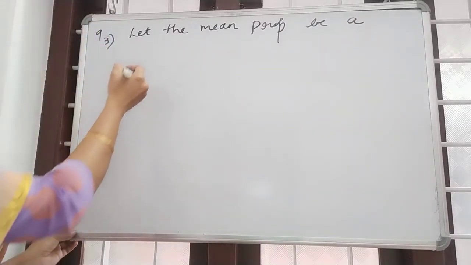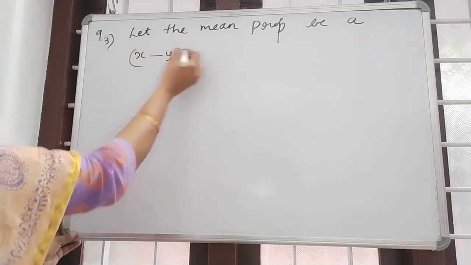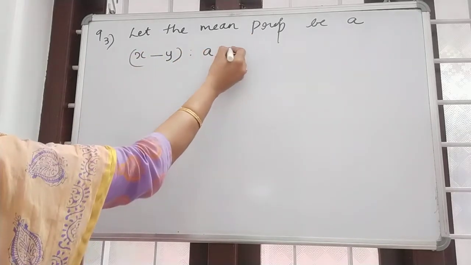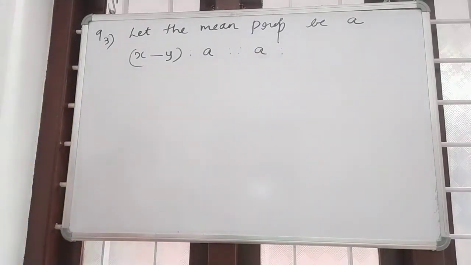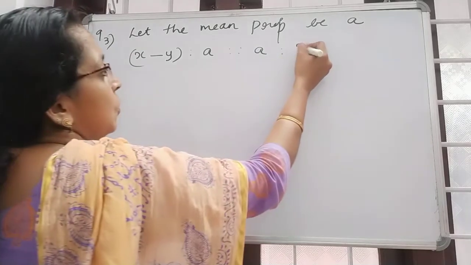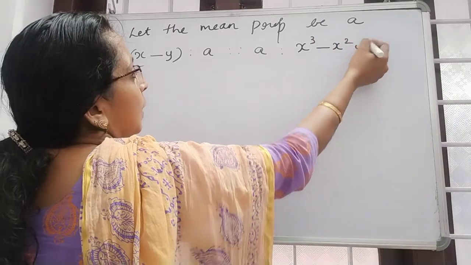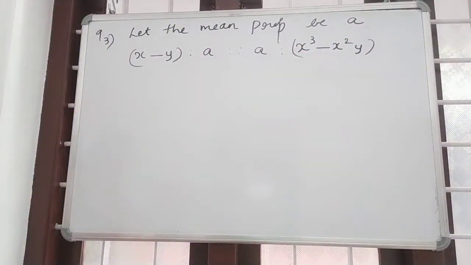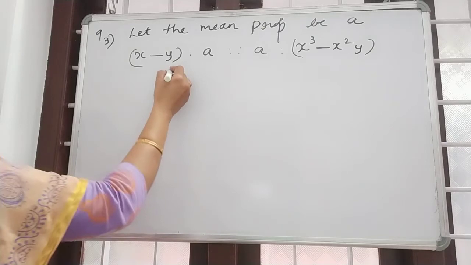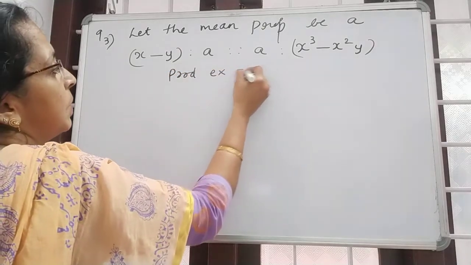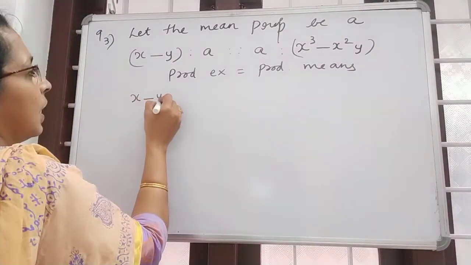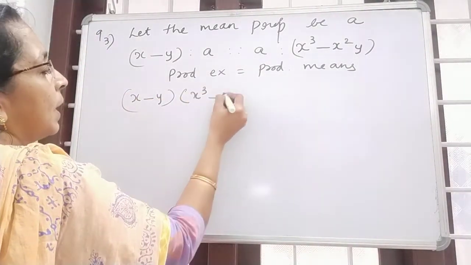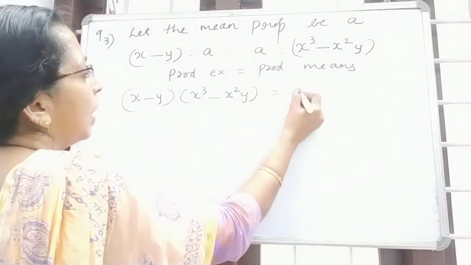So how can we write? x minus y is given. We don't know the mean proportion, we assume it as A. Here A is to x minus y, and which one is given? x cube minus x square y. Since they are in proportion, we can write product of extremes is equal to product of means. So x minus y into x cube minus x square y is equal to A into A.